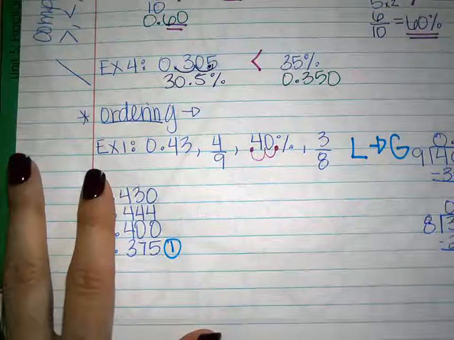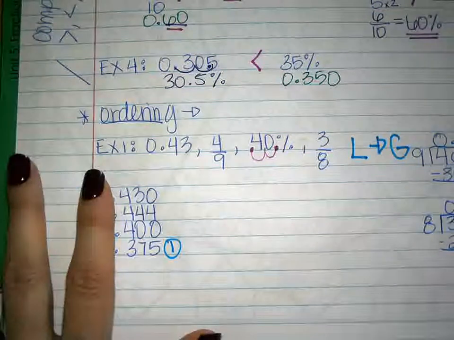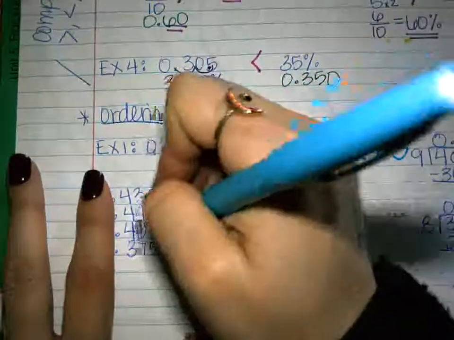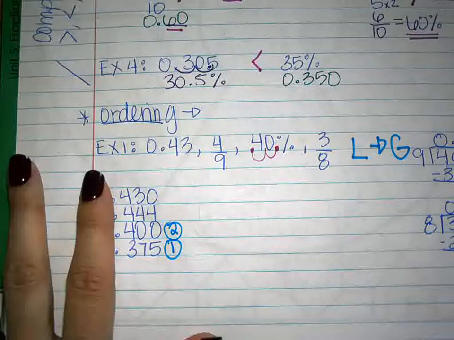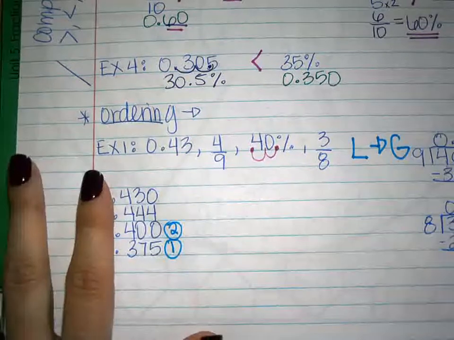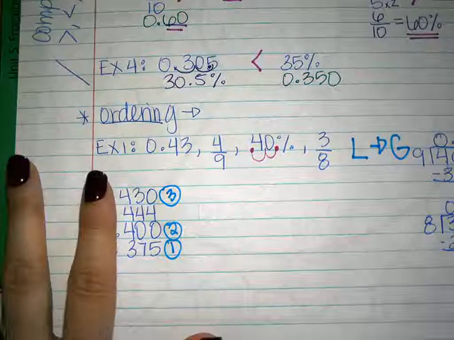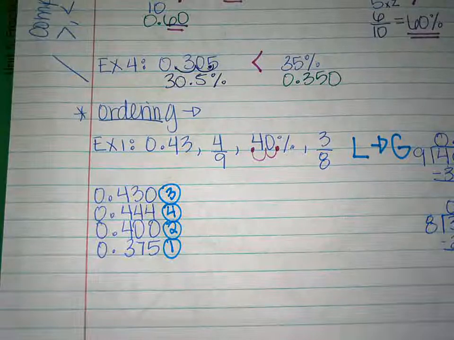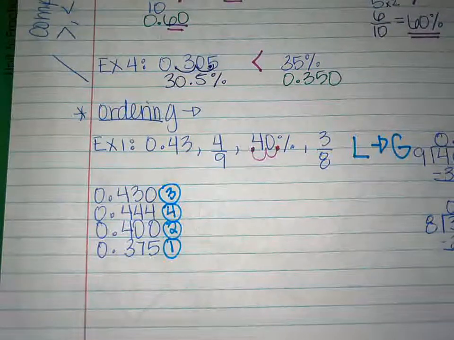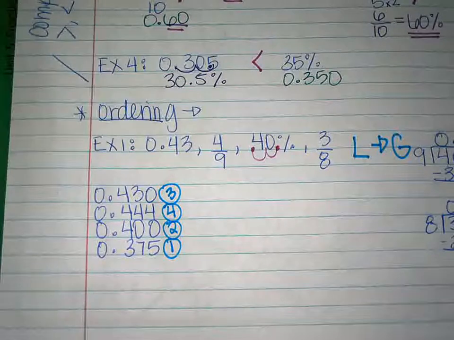Now I have 430, 444, and 400. What's the next smallest number, everyone? 400. So I'm going to put a 2 next to that 400. What's the next smallest number? 430. So I'm going to put a 3 next to that number, which means the largest number is what? Did that make sense how we figured out which one was bigger, smaller, and so forth down the road?